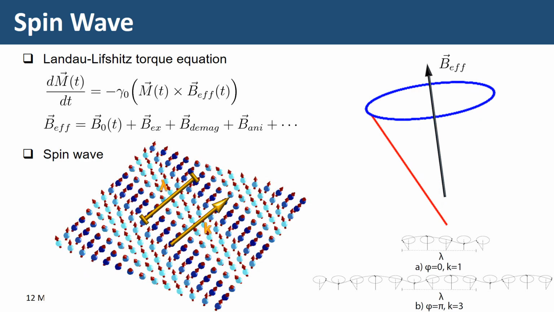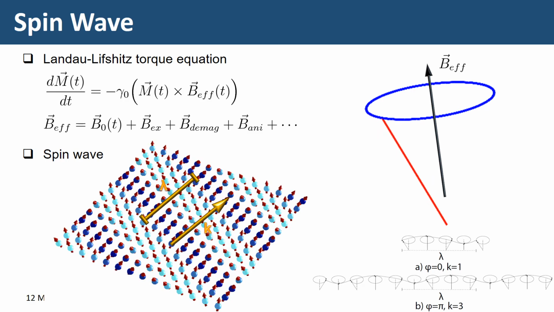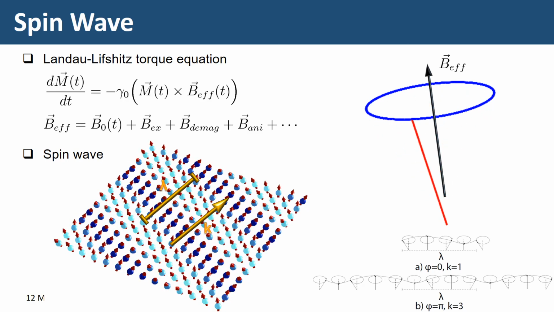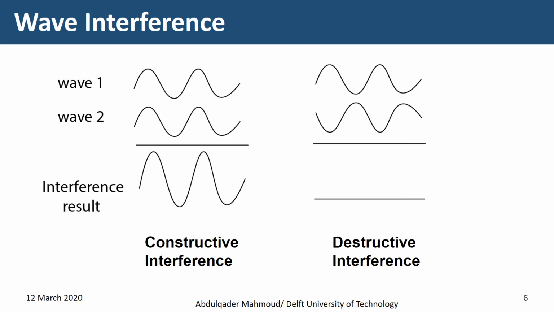Now we saw the spin wave. We want to know how we can benefit from this spin wave to establish spin wave based computing. The main principle of spin wave based computing is wave interference, where if two spin waves that have the same phase interfere, then they will interfere constructively, generating a bigger wave. Whereas if the two spin waves are out of phase, then they will interfere destructively, resulting in cancelling the spin wave.